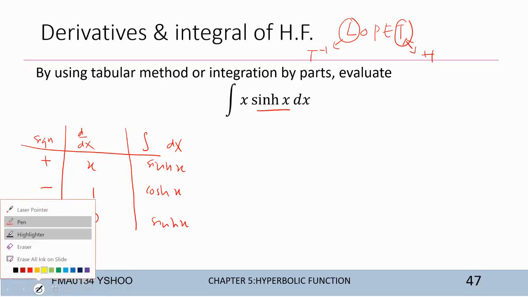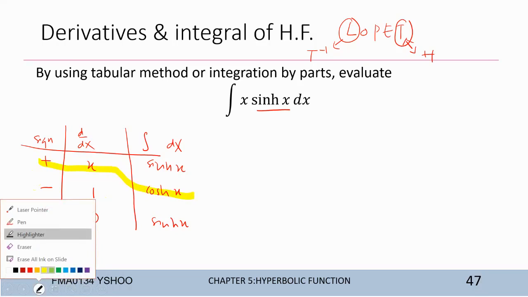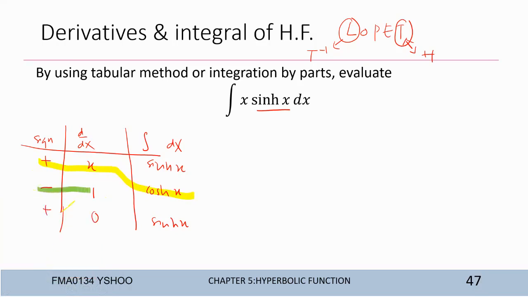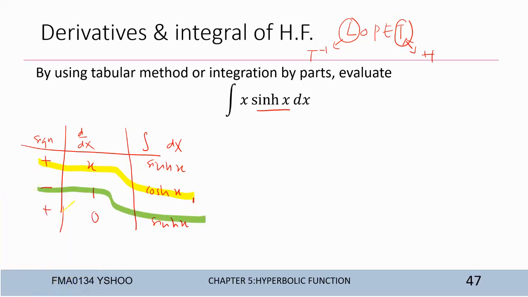Okay, so how do we want to present our answer? We follow the first one, the yellow line, and the second one we label as green. Since this one is 0, there's no horizontal. So how are you going to present your answer?